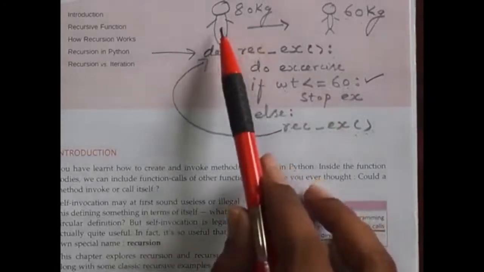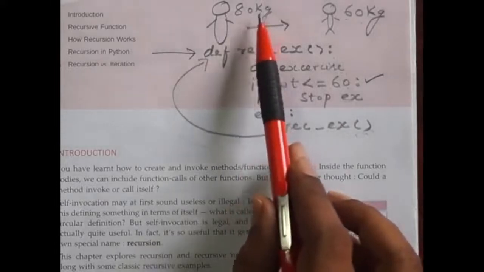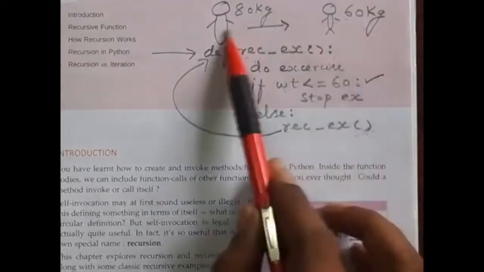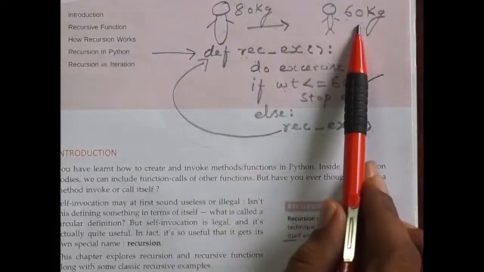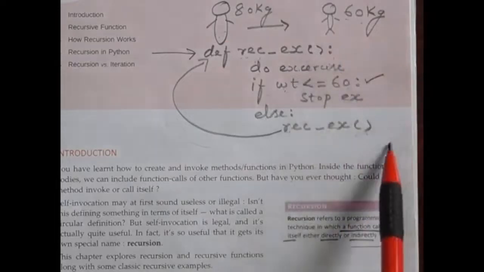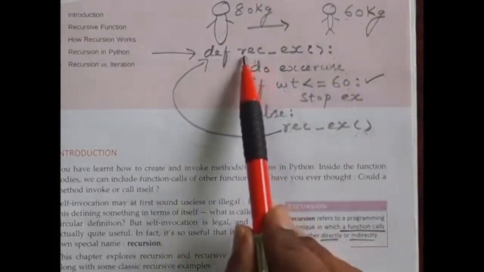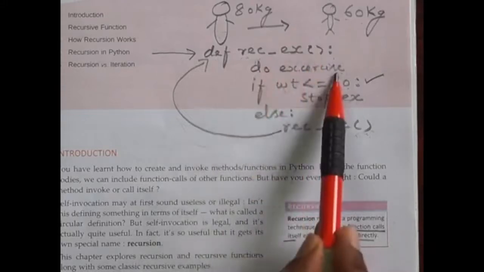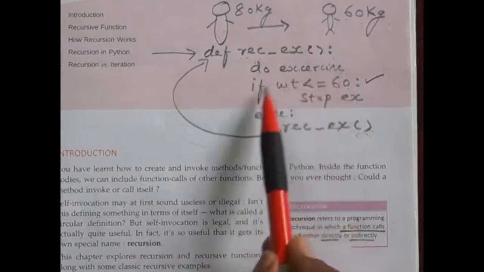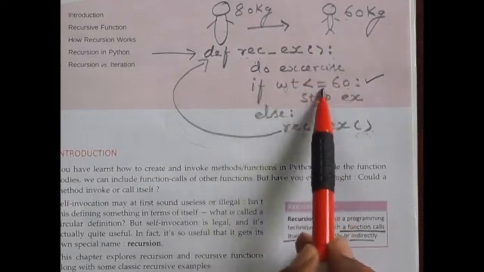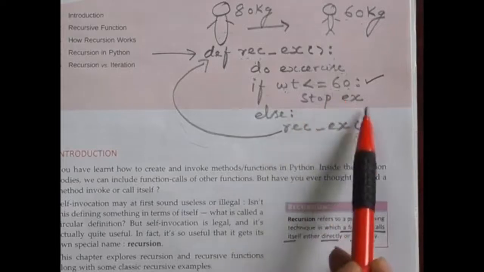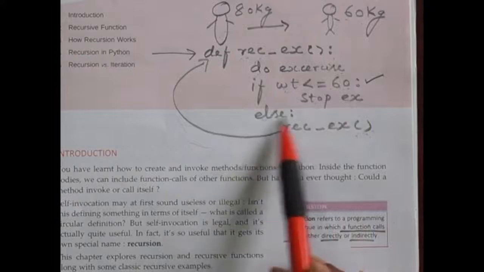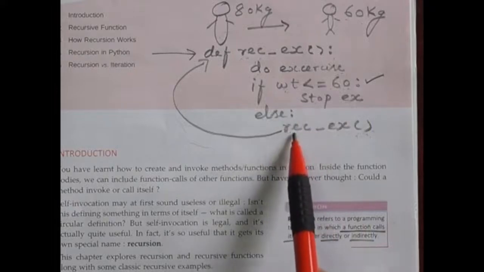A person has the weight of 80 kg. He wants to transform himself to 60 kg. So for that, I am going to write one recursive function. The definition of the recursive exercise function: do all exercise and check if weight is less than or equal to 60, then stop the exercise. Otherwise, again he has to work out the same procedure.